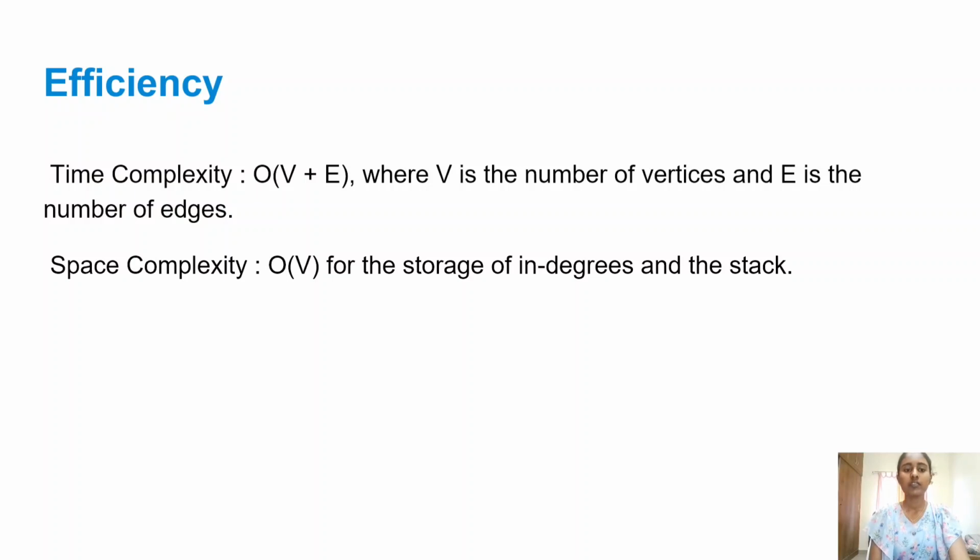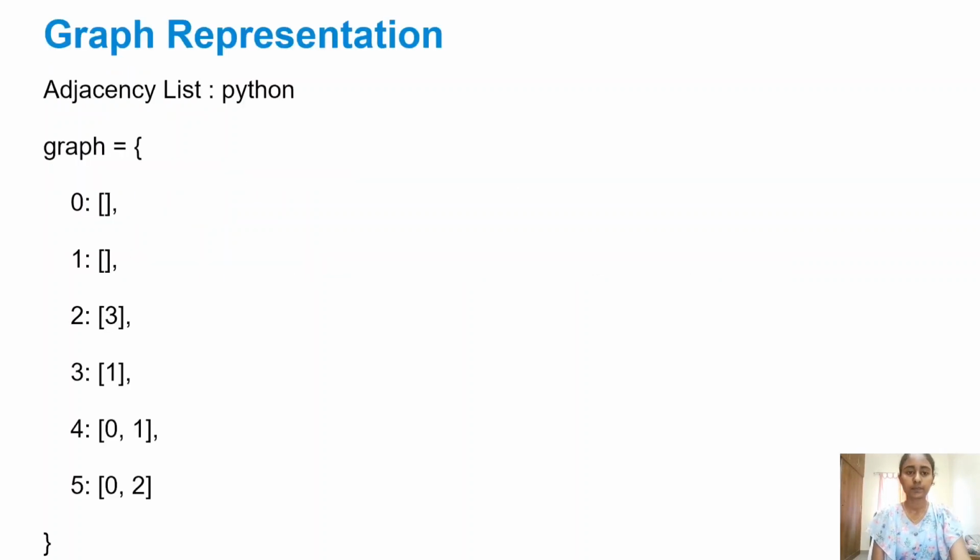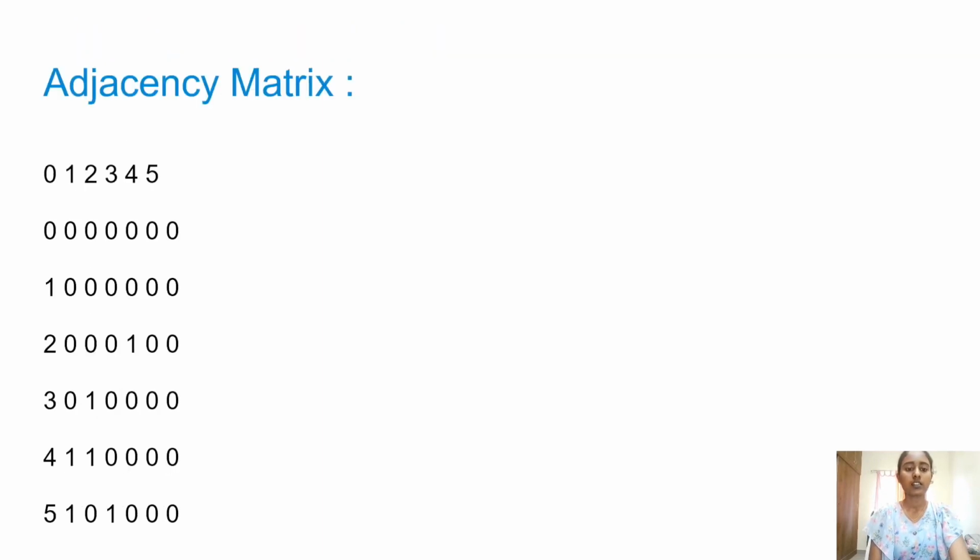Then efficiency is time complexity, O of V plus E, where V is the number of vertices and E is the number of edges. For space complexity, O of V for the storage of in-degrees and the stack. Graph representation, adjacency list. You can see the code here. Then adjacency matrix. Example for it.